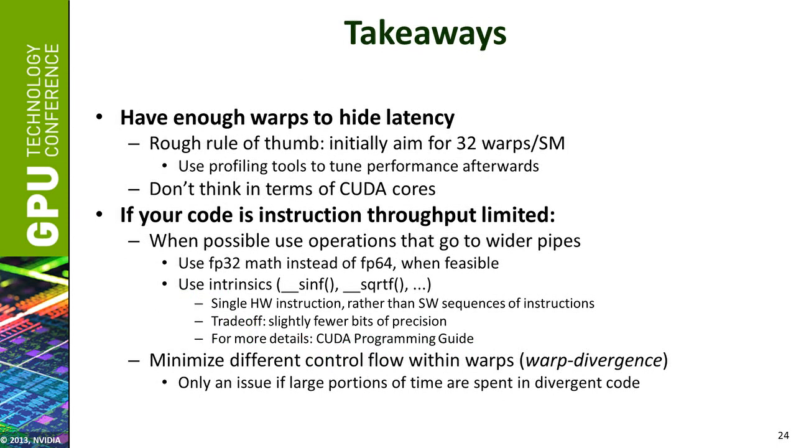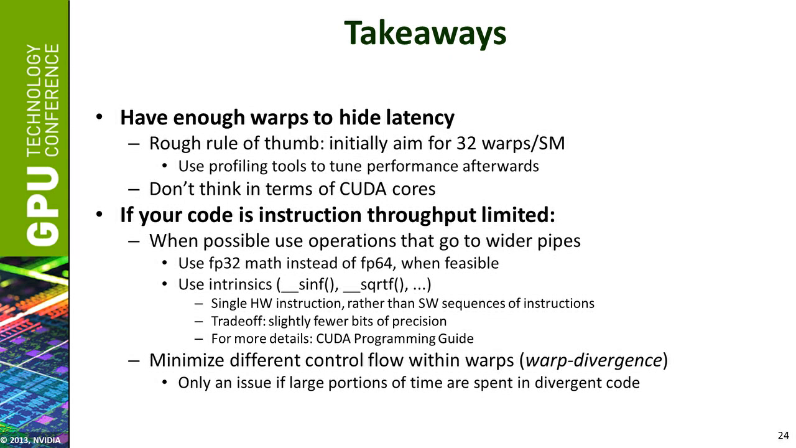So the main takeaway is that you have to have enough threads or warps to keep the SM busy and executing, to keep it from stalling. And don't think of the number of threads that you need in terms of CUDA cores. Just think more generally in terms of latency hiding. If you know that your code is instruction throughput limited, so the profile, let's say, says that you're limited by arithmetic, not memory, then you have several avenues.